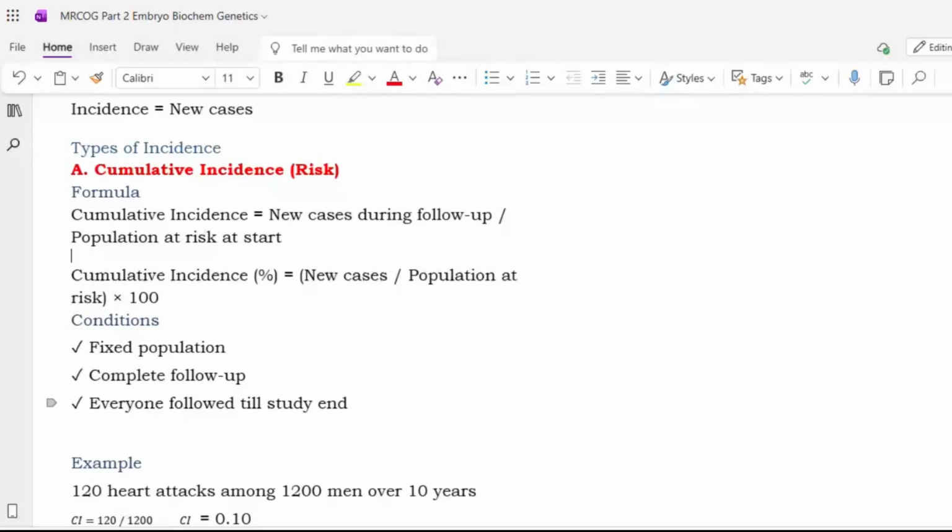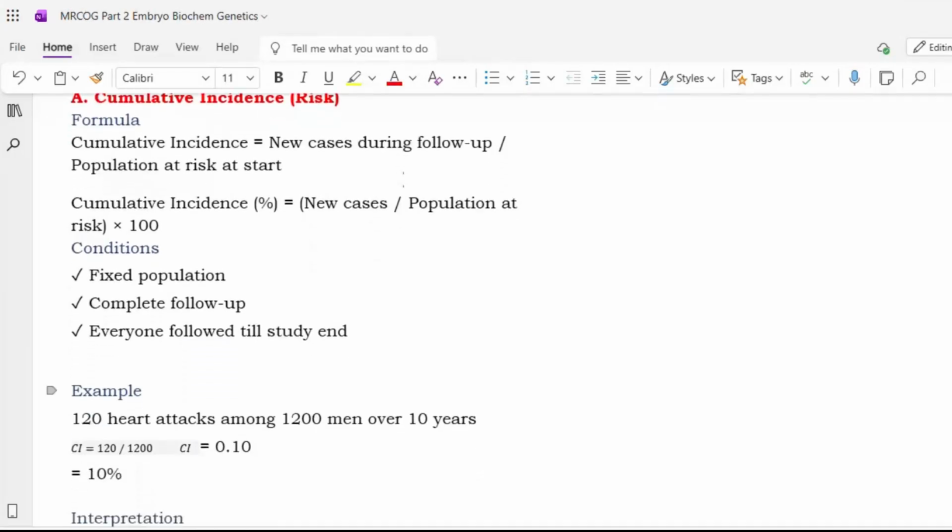But to calculate the cumulative incidence, there are certain conditions. We should have a fixed population. The population should complete the follow-up and everyone should be followed up till the study end. Then we can get the cumulative incidence. This is not always possible, but if this is carried out, then we will get the cumulative incidence. A little difficult. We should have a fixed population and all the population should complete the follow-up and everyone should be followed up till the end.